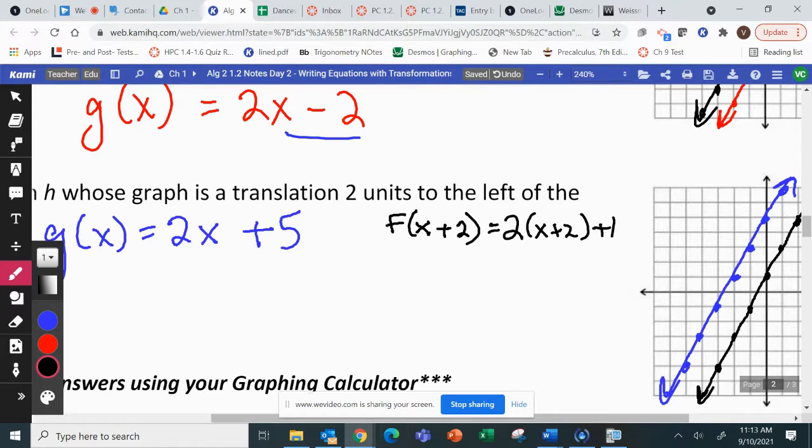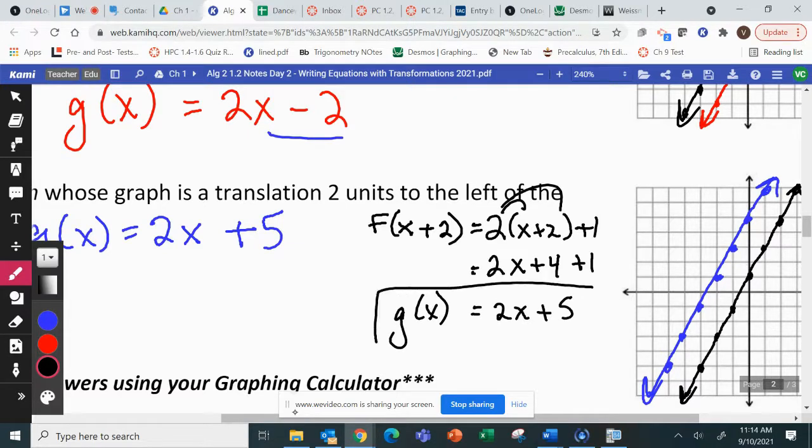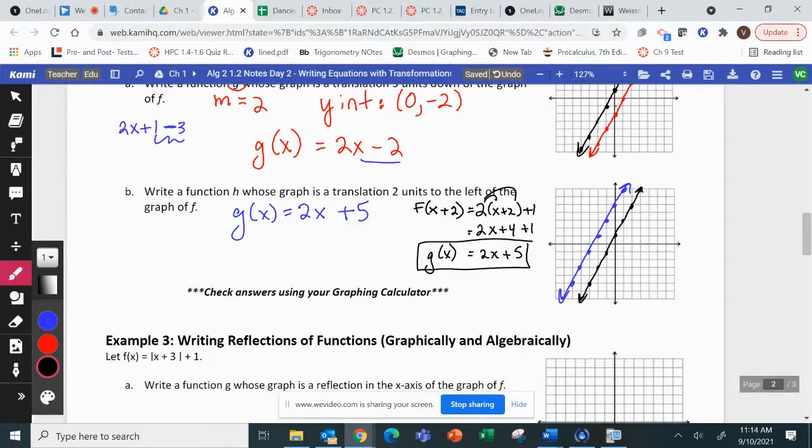So to do this the way we just did it above, replace x with x plus 2. I'm going to distribute to get rid of those parentheses, and I will have 2x plus 5. You can see I got the exact same answer, either graphing it and looking at it or replacing the x with x plus 2.